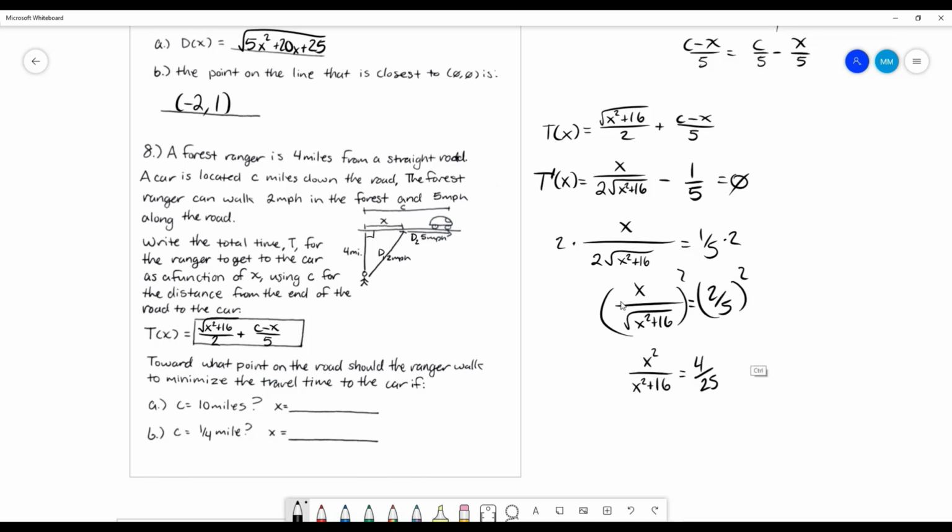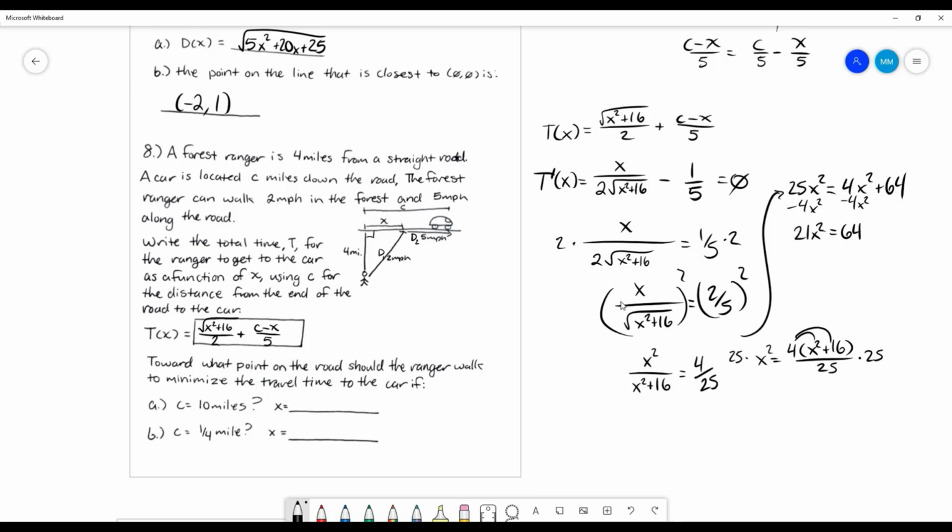Now I can multiply both sides by that, so I get x squared equals this. And I'm going to multiply both sides by 25. I'm going to move up here so I've got more space. So 25x squared equals, I'm just going to repeat that, 4x squared plus 64. So that becomes 21x squared equals 64. X squared equals 64 divided by 21. X equals plus or minus the square root of 64 over 21.